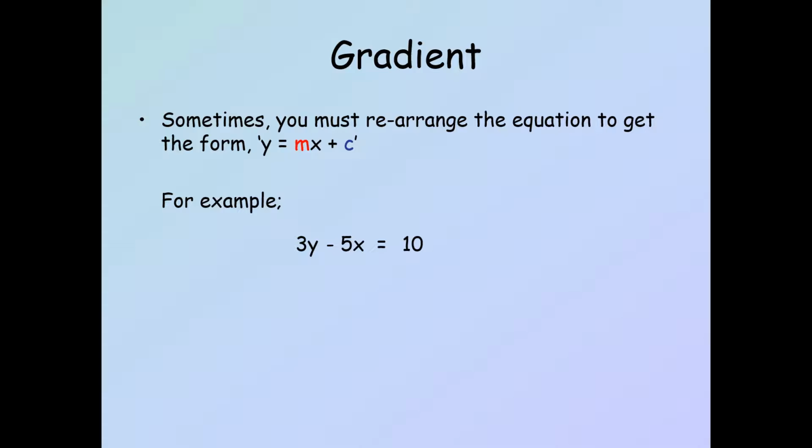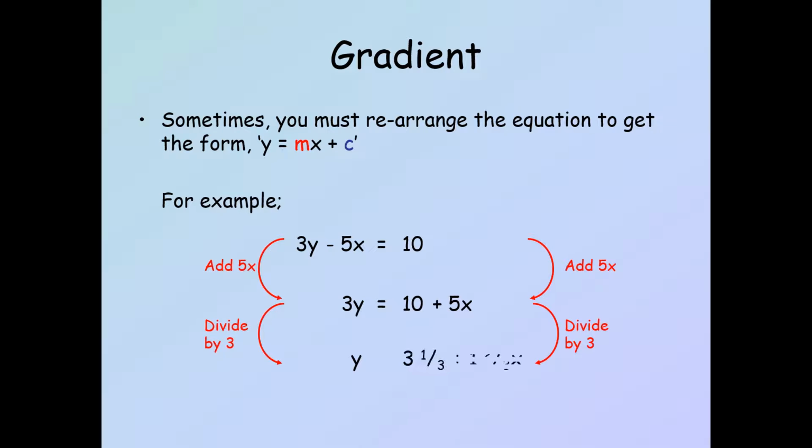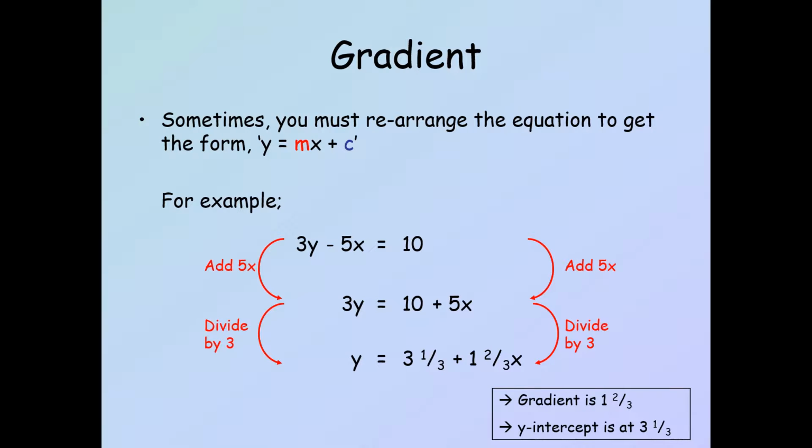3y minus 5x equals 10. So we start by adding 5x to both sides. Then we need to divide both sides by 3. So we can call this 10 thirds plus 5 thirds x, or we can change them into mixed numbers. So this gradient is 1 and 2 thirds, because that's the coefficient of x, and the y-intercept is at 3 and a third.